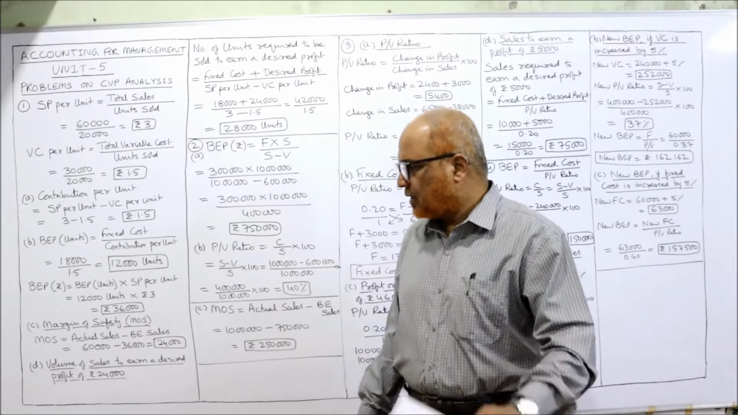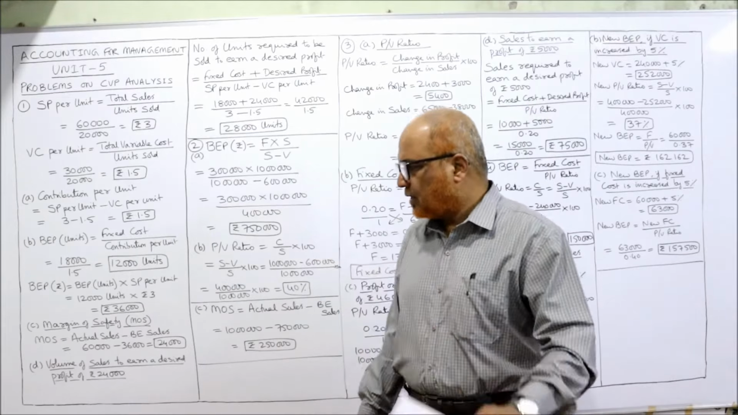The following information relates to sales and profit and loss of an article for July and August 2015. So we are given the data for July and August. Two period data is given, one period July, one period August. So what information is given?